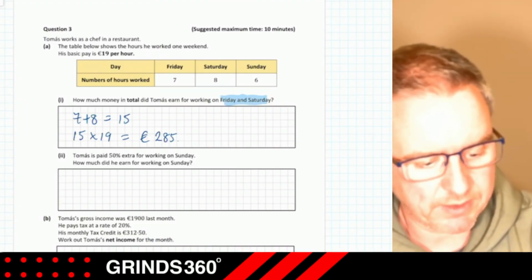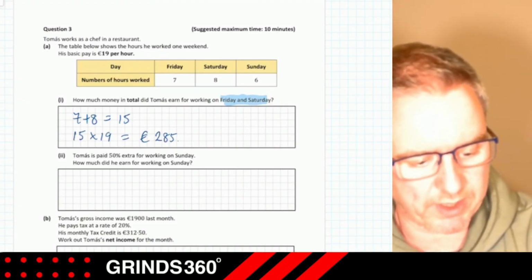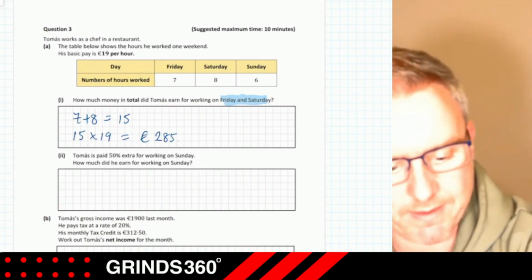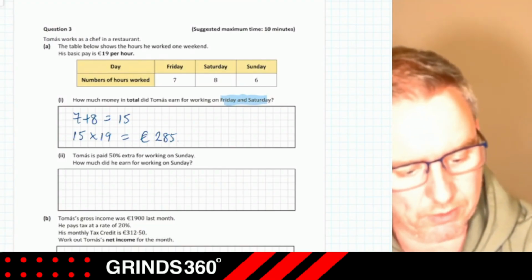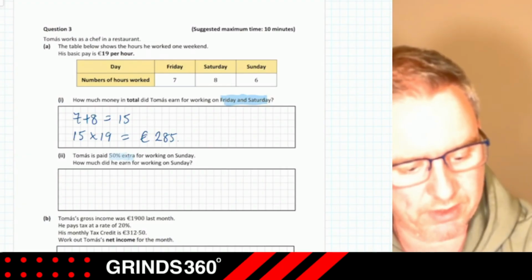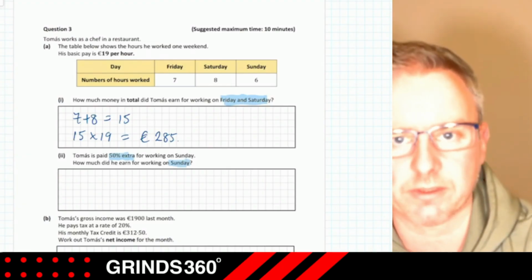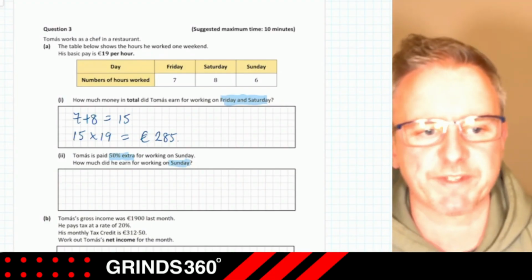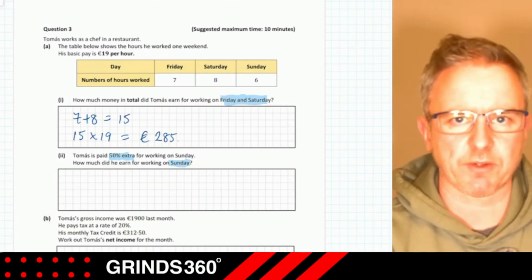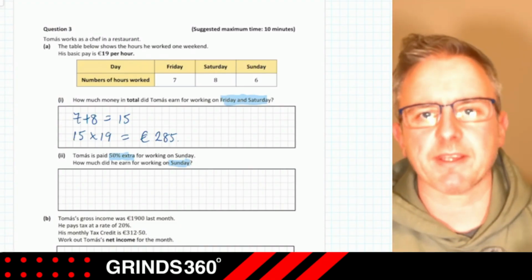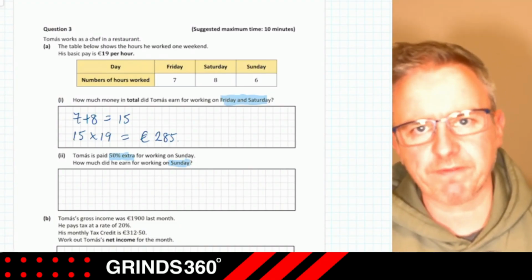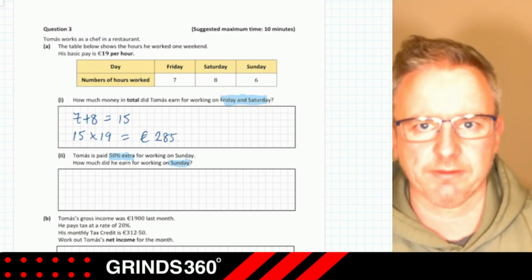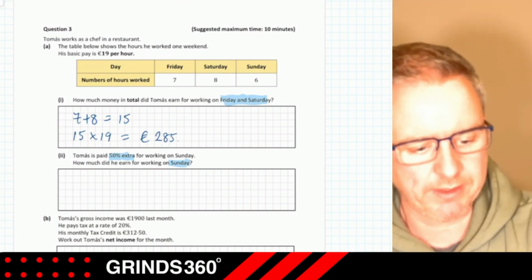Next part then, Tomas is paid 50% extra for working on Sunday. How much did he earn for working on Sunday? Again, make sure you're answering what they're asking. So 50% extra, and it's Sunday that we're talking about. Let's go through this nice and slowly. The place that I've seen mistakes come up here is students read it and recognise that it's 50% extra, but they calculate 50% and forget to add it on to the original 19 euro that he was getting.